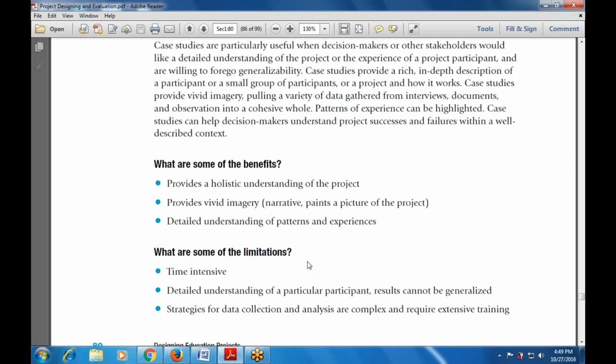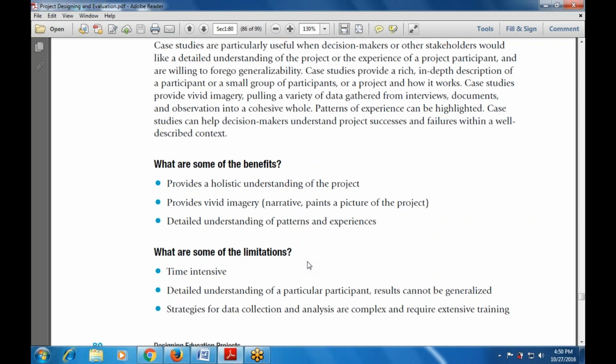Then next one is detailed understanding of a particular participant's results cannot be generalized. Whatever the detailed understanding of a particular participant, whatever the criteria that is taken out, that will be used with that particular participant, so the results cannot be generalized.